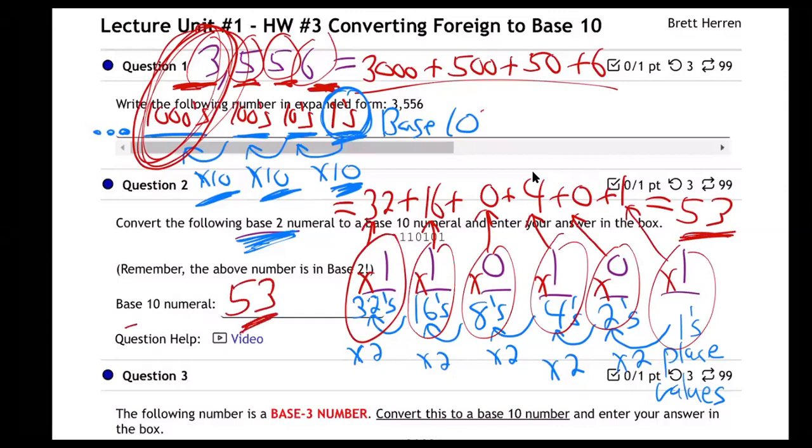That is a base 10 numeral. Why? Base 10 just means normal. That's like our system, regular. We're done. There it is. There's question number 2. You see how that worked?